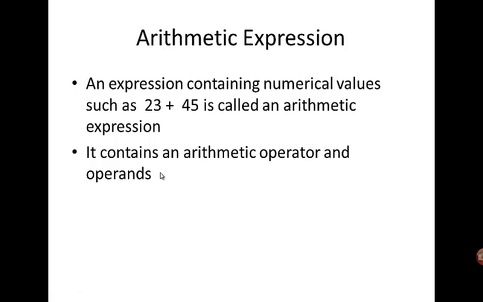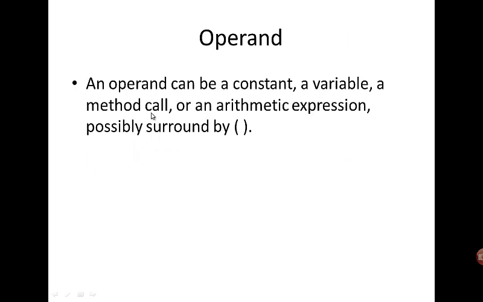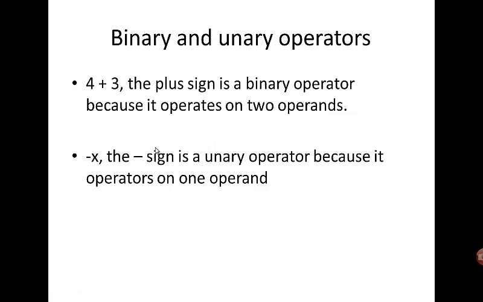All right, so now we want to talk about an arithmetic expression. We have 23 plus 45. We call that an arithmetic expression. The plus sign is called the arithmetic operator, and the numbers are called operands. An operand can be a constant, a variable, a method call, or an arithmetic expression. It can also be surrounded by parentheses. Now we're talking about operators. We have two types basically, binary and unary operators.